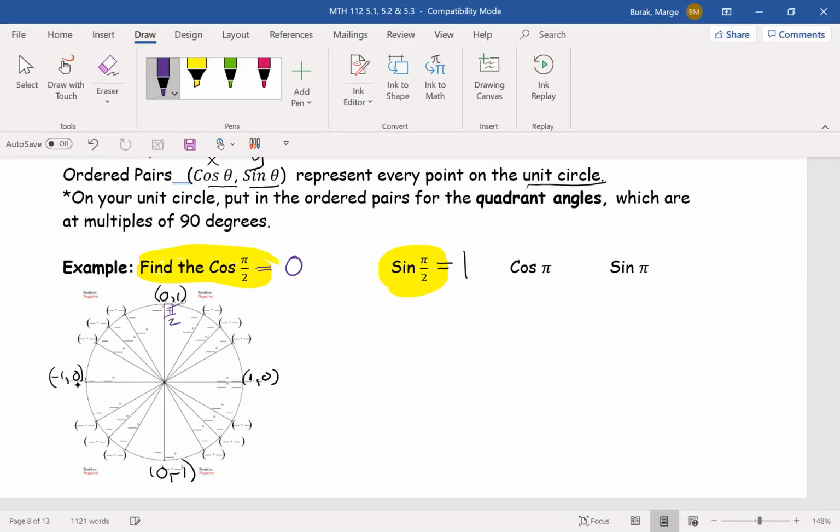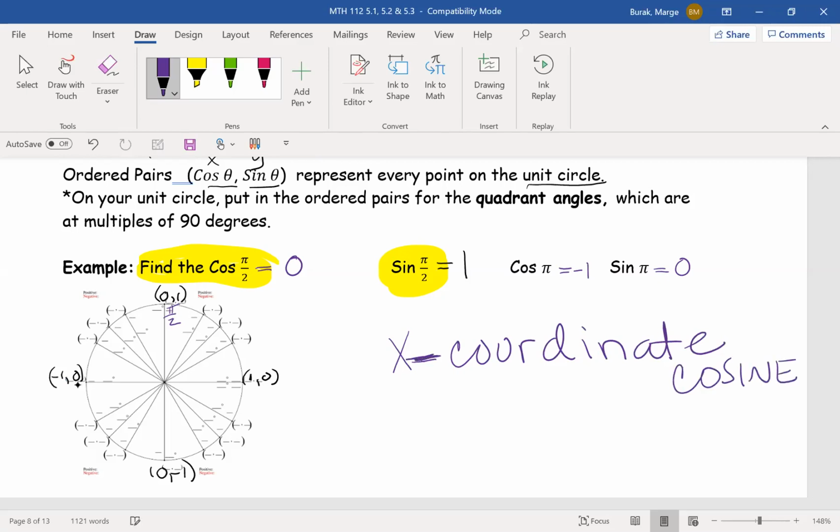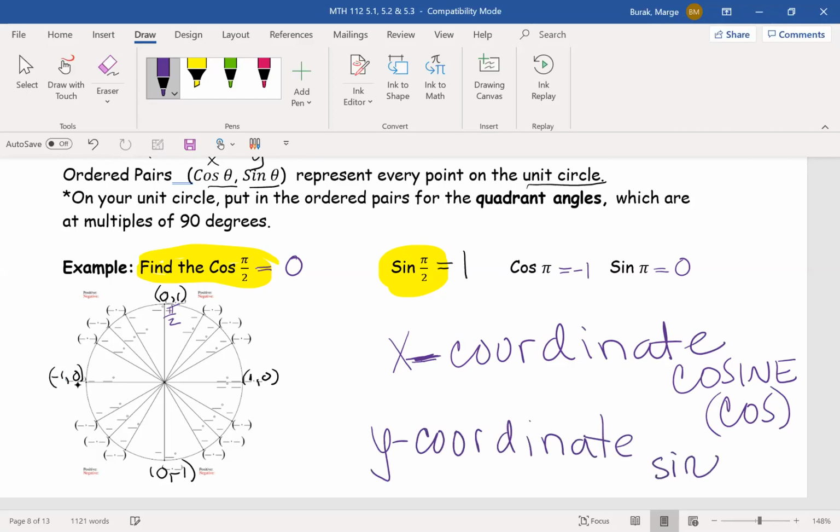And the cosine of pi, let's look over here at pi. The cosine is the x-coordinate, which is -1. And the sine of pi is the y-coordinate, which is 0. And so that's how it works. To find the sine on the unit circle, the x-coordinate is the cosine, or cos, and the y-coordinate is the sine.